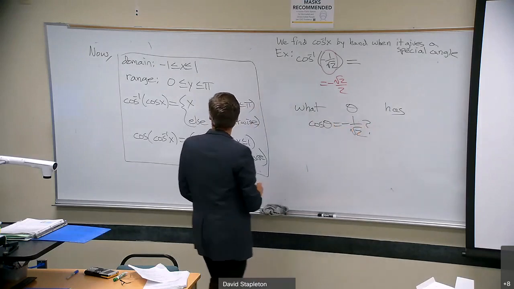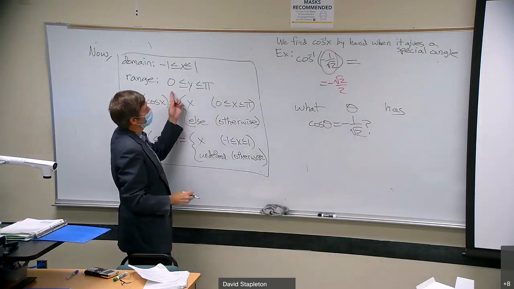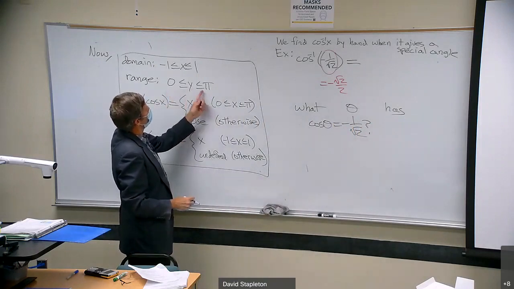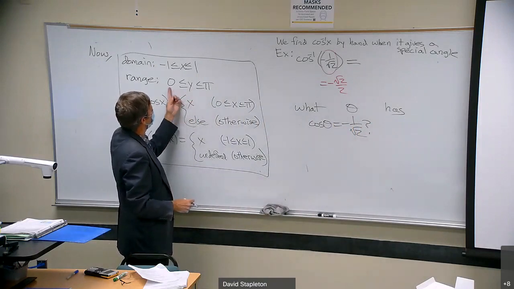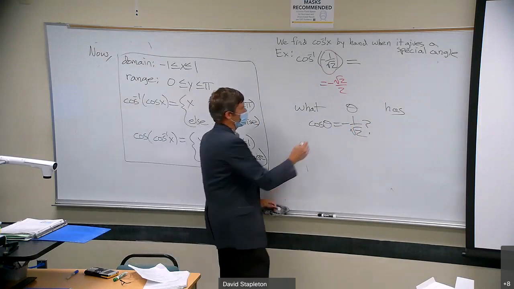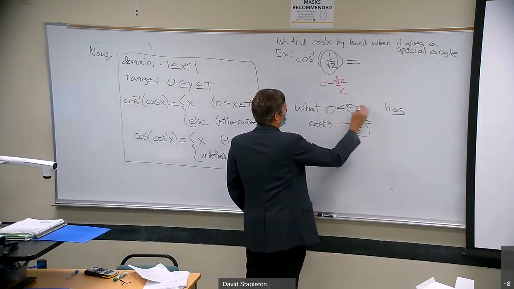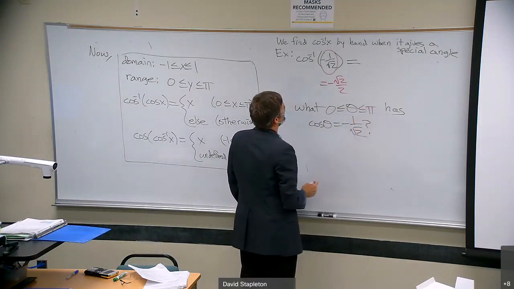Now, the trick is that the output it gives you is not the angle of first or fourth quadrants, but the first or second quadrants for our cosine, right? It gives you an angle between 0 and pi. So the question is what angle this time between 0 and pi has the given cosine?